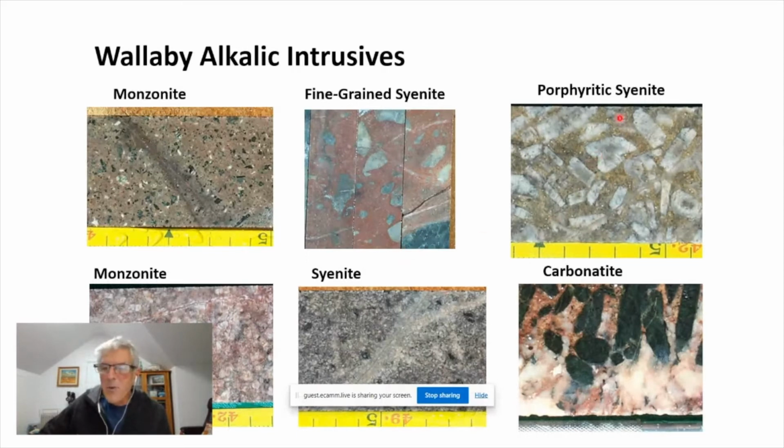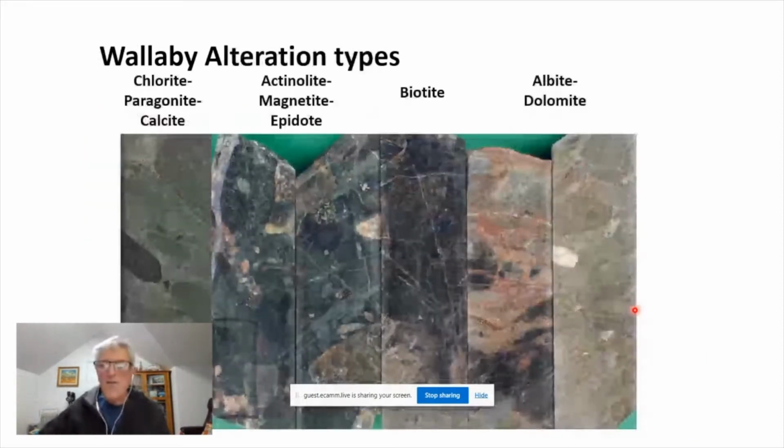The main one is this porphyritic syenite. So these are great big K feldspar phenocrysts in an albitic groundmass. There are finer grained intrusions like this one, syenites. There's a bunch of things that are variously described as monzonites, and there's the occasional carbonatite with great big pyroxenes. And the alteration around the intrusions looks like this.